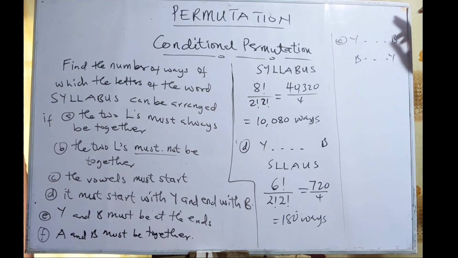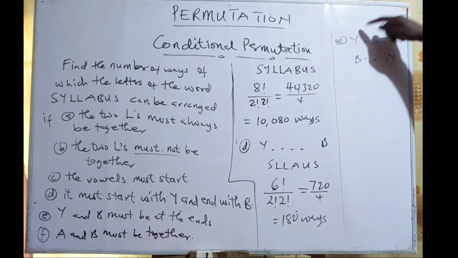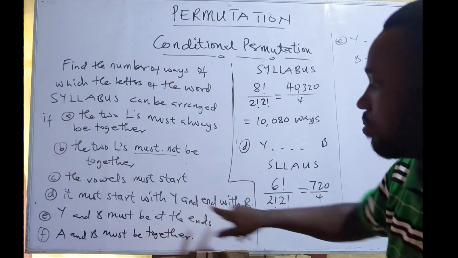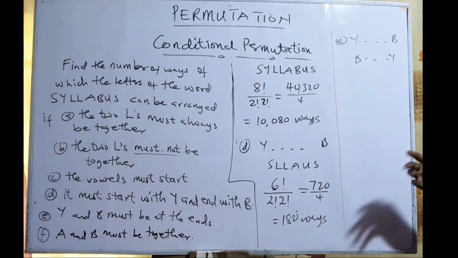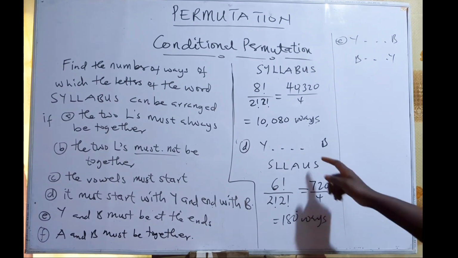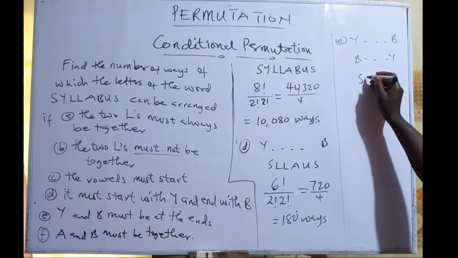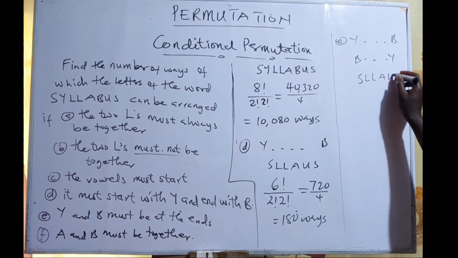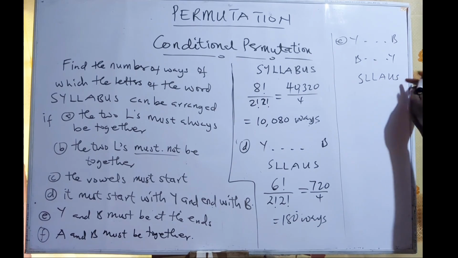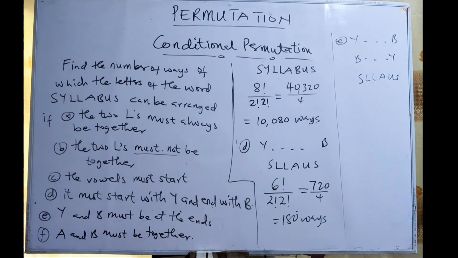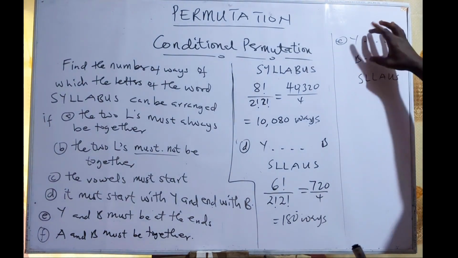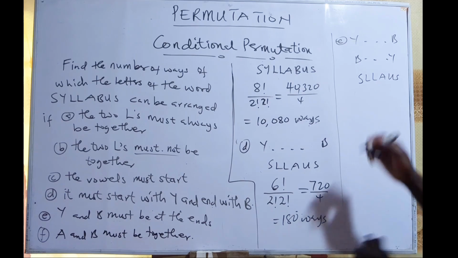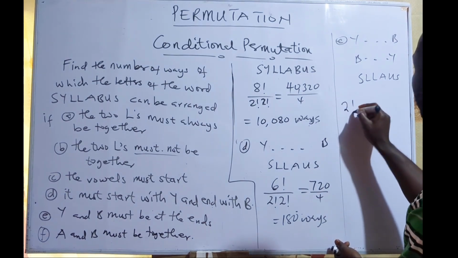So either you have Y starting and B ending, or B starting and Y ending. He said Y and B must be at the ends. If that is the case, then what do you have left? S, L, L, A, U, S. That is 1, 2, 3, 4, 5, 6. Six left, and that will be in the middle. So these are 2 ways, that is 2 permutation 2, or 2 factorial.